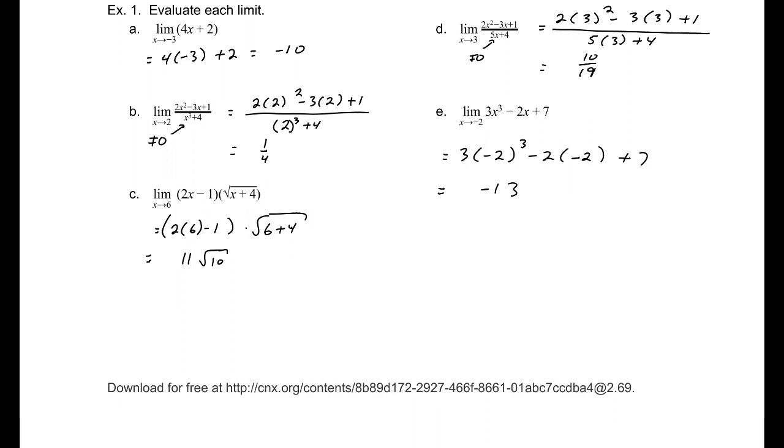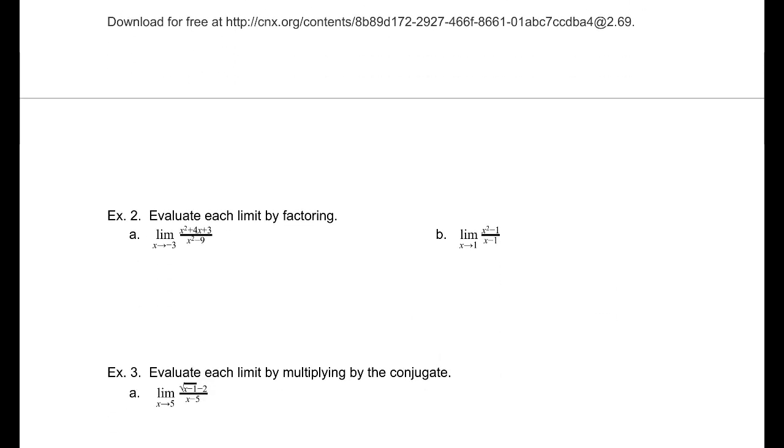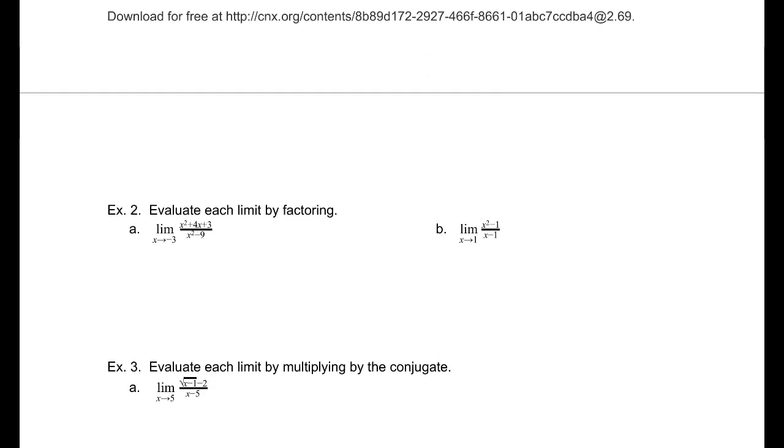However, the real question is, what do we do when we can't evaluate, when we can't just plug in? So here's the next example we've got. Evaluate each of these limits by factoring. Okay, if I plug in 3, or -3, that will make that 0. I cannot just plug it in. So we'll work with factoring. All right, so this is equal to the limit as x approaches -3.